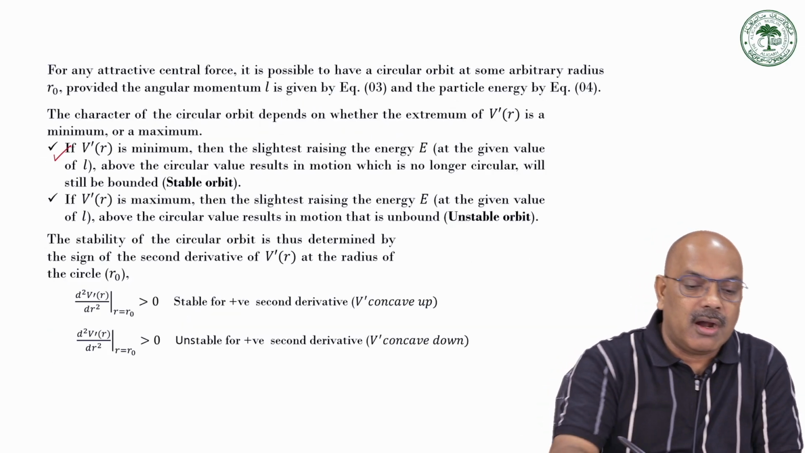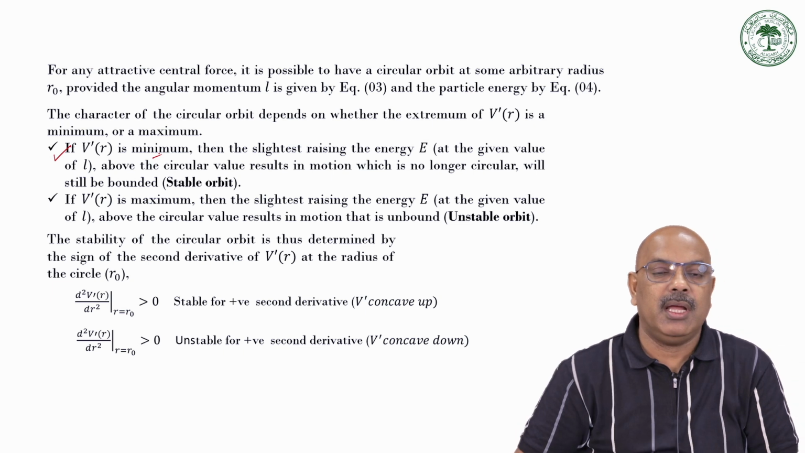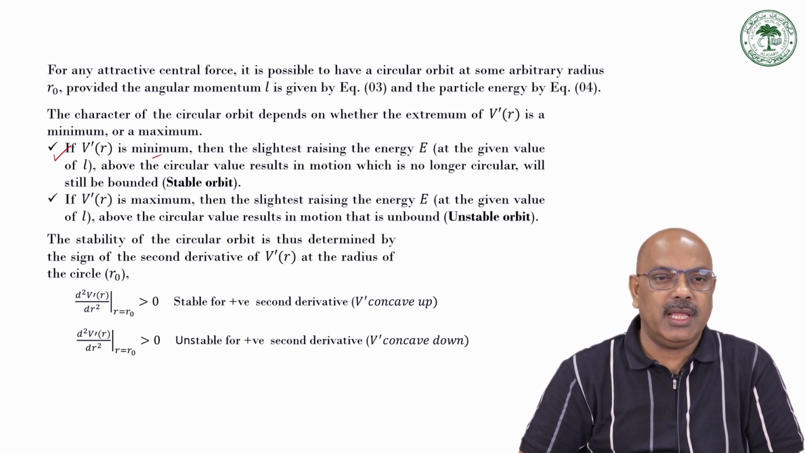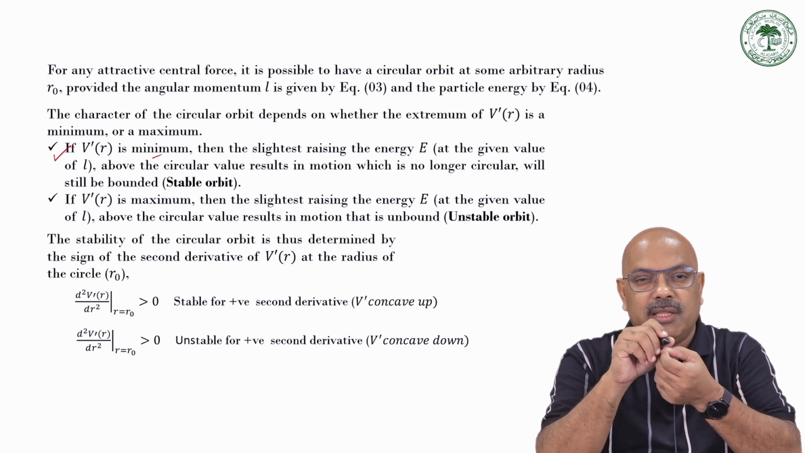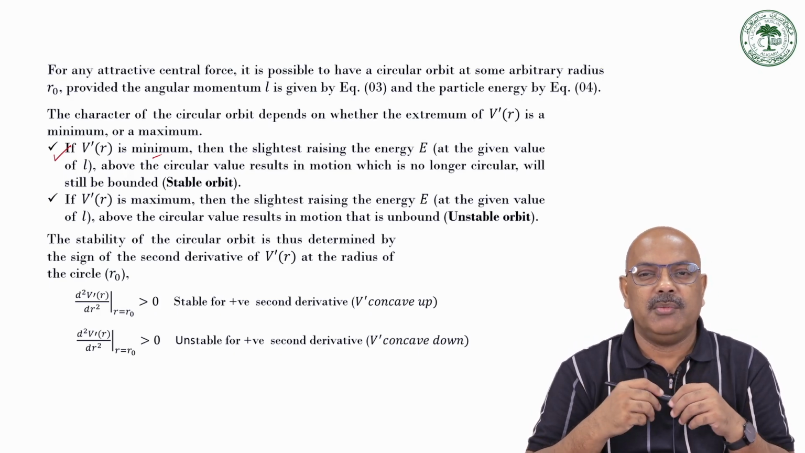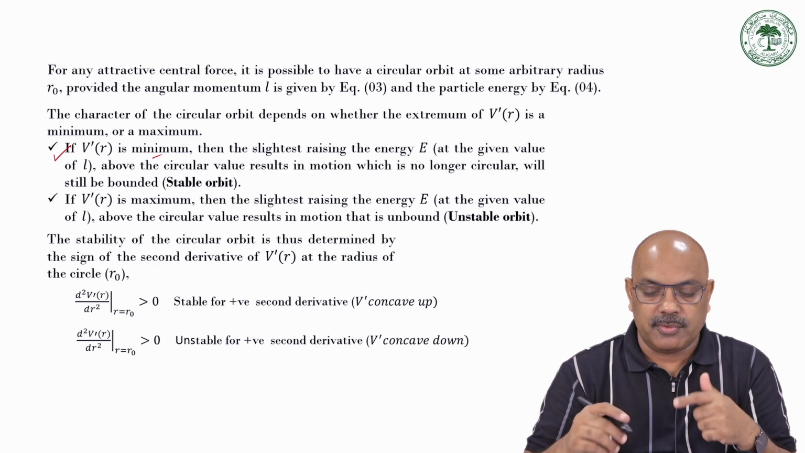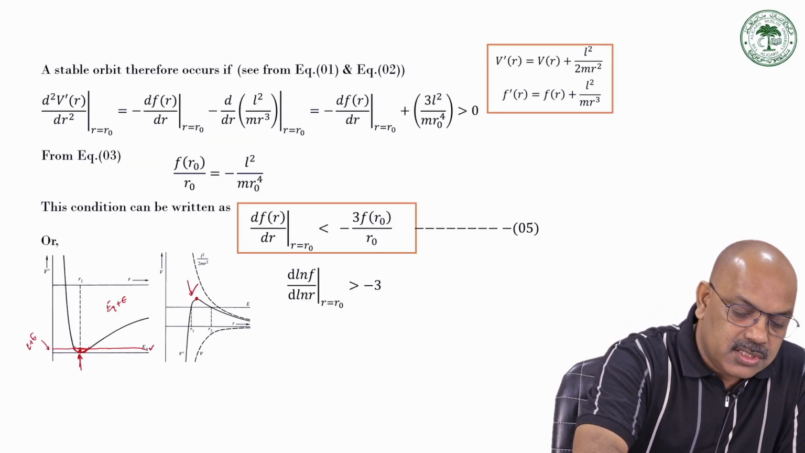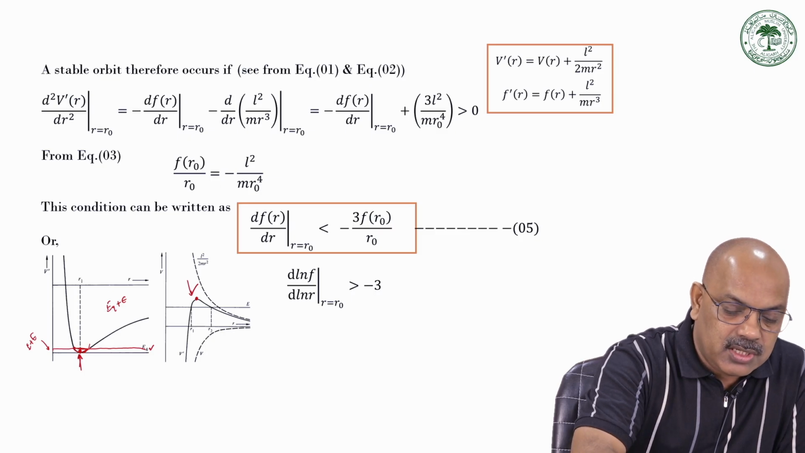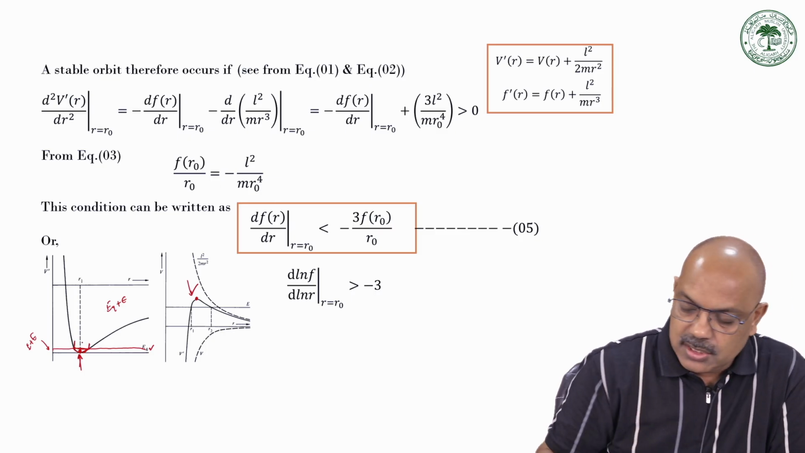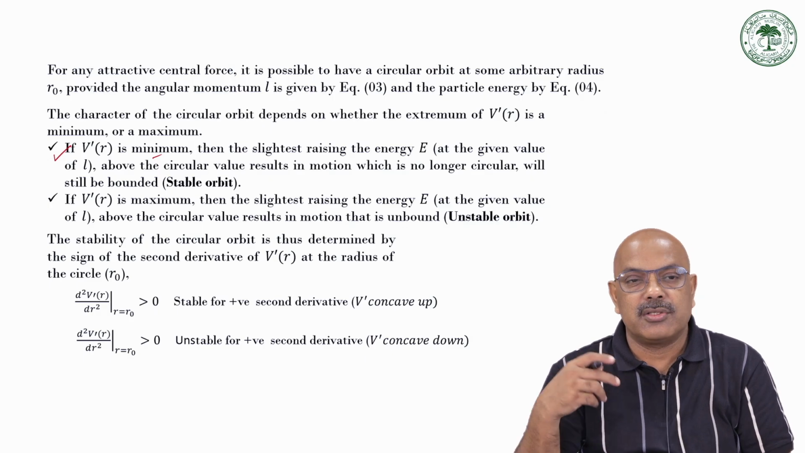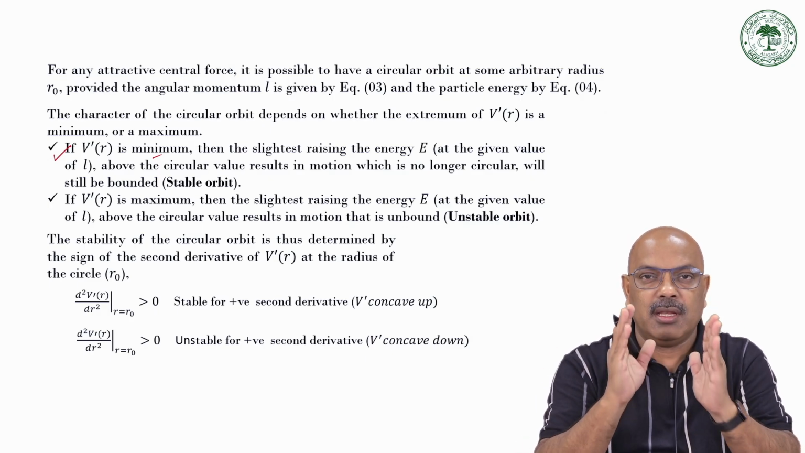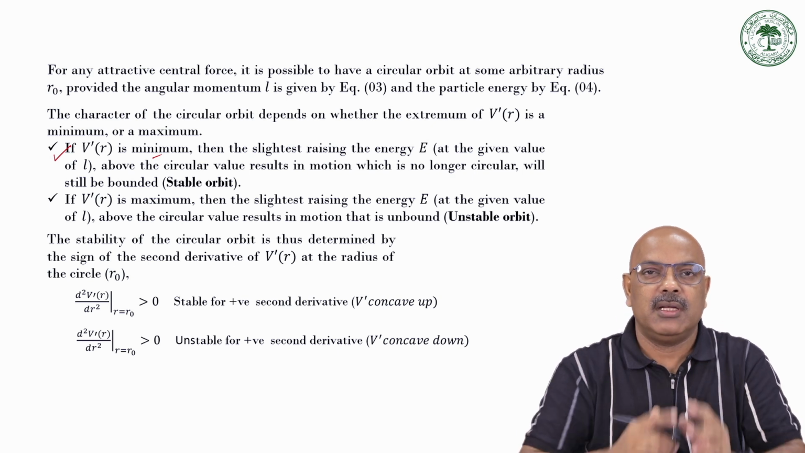Okay, so if V(r) is a minimum, then if you raise the energy slightly at a particular value of L, above this circular position at r naught, the motion is no longer circular. When you raise the energy, at this position it is not a circular motion, because I have two turning points. Okay, so this is no longer circular, but will still be bounded, a stable equilibrium, because the motion is now between the limits R1 and R2.